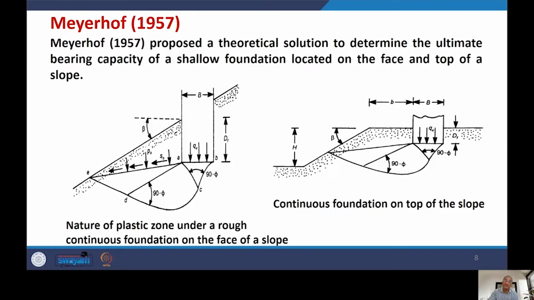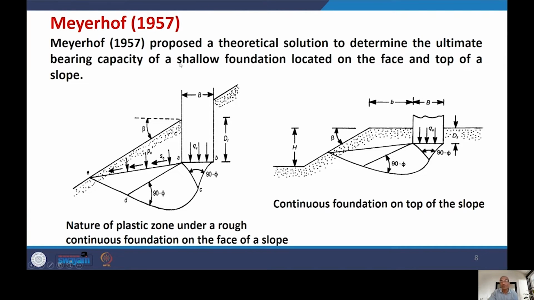While in the other case, the foundation is not on the slope, but it is at some setback distance b, small b, away from the slope. But still, the bearing capacity of this foundation in the second case also gets affected by the presence of this slope. So these two things we are going to discuss.